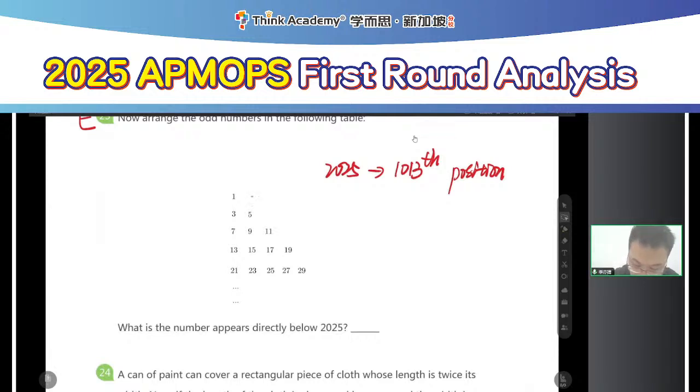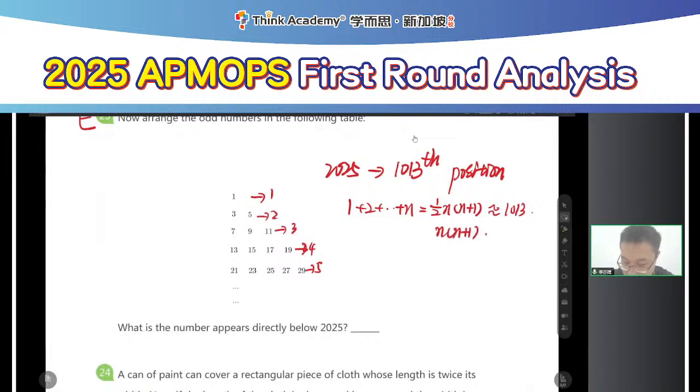So we know the first row has 1 number, then 2 numbers, 3 numbers, 4 numbers, and 5 numbers. Which means we need to find which triangular number is close to 1013. There's some way for you to estimate it. 1 plus 2 up to n equals half times n times n plus 1. If this is close to 1013, then n times n plus 1 should be close to 2025. And this is quite obvious for you. It's 44 times 45 and 45 times 46. So now, which means 1 to 44.